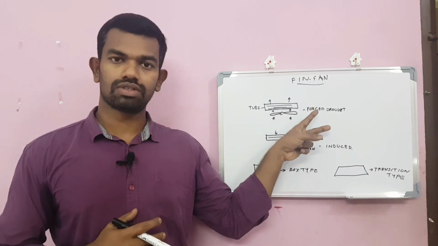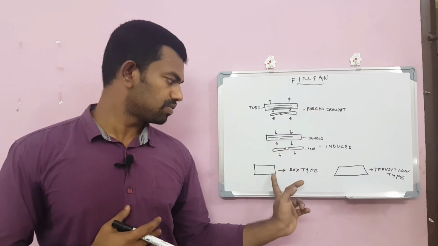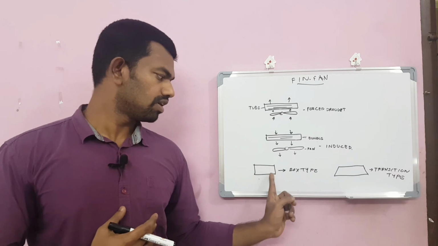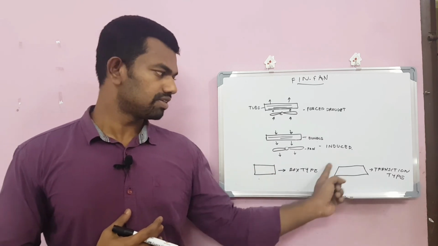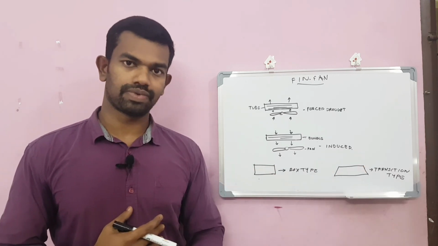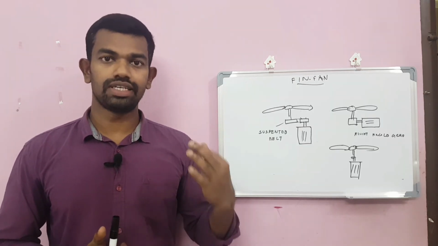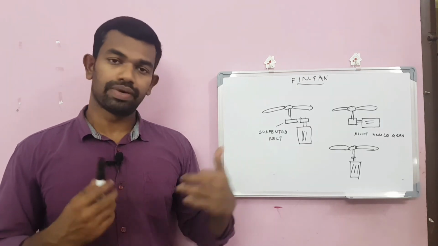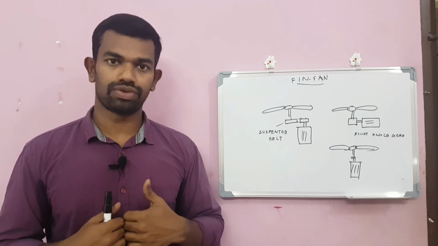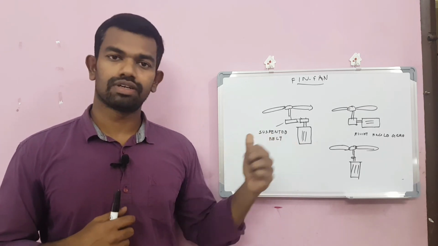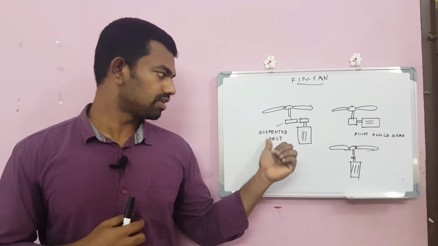These are the 2 different types, and there are 2 other types based on the plenum. This is a box type plenum, and this is a transition type plenum. The plenum is on top of the fin fan. Okay, now we can take a look at 3 different configurations based on the fan shaft and the motor connections. First one is belt type. This one is suspended belt type.